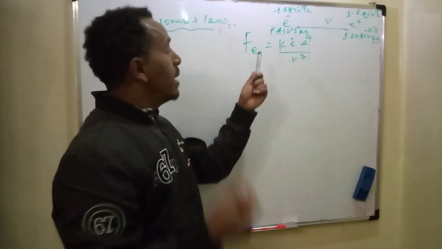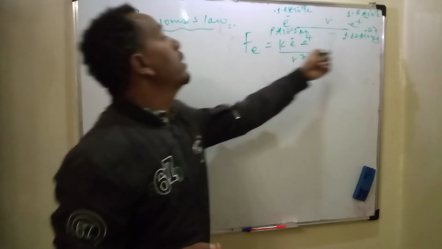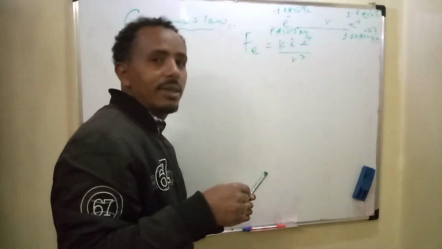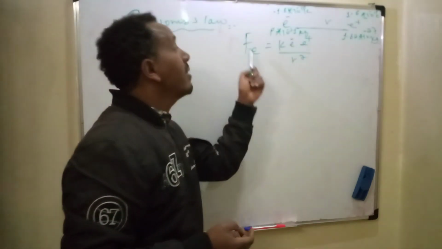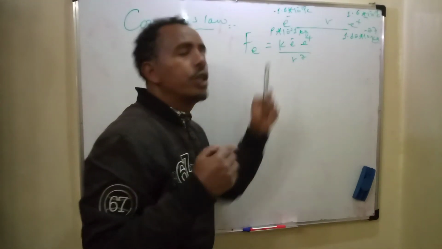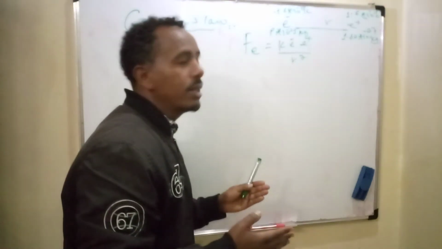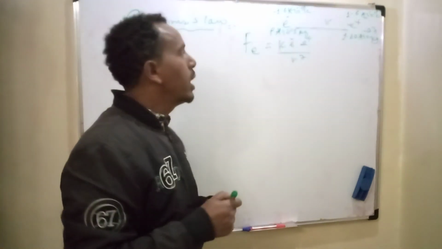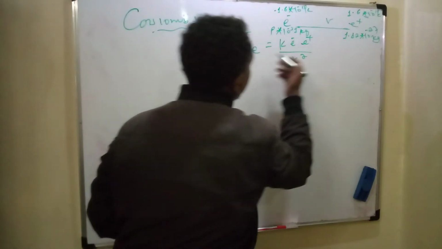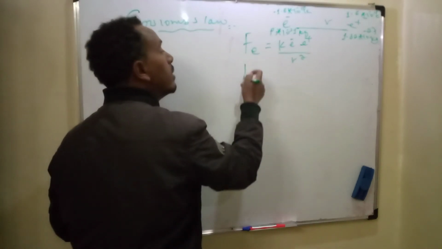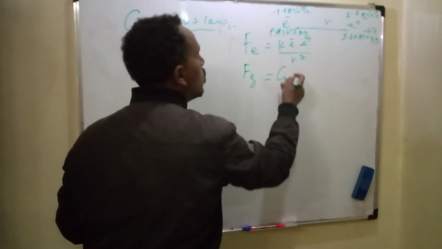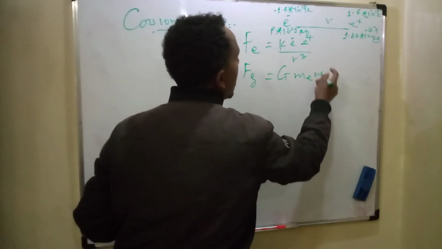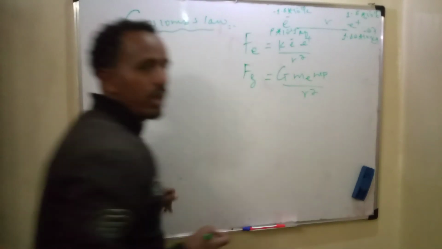Newton's gravitational force is the force formed between two point masses. It does not depend on charge. It depends on mass. Whereas electrostatic force depends on charge. If there is no charge, there is no electrostatic force. If there is no mass, there is no gravitational force. So, since the two particles have mass, there is also a gravitational force, which is equal to universal gravitational constant G times mass of electron times mass of proton over R squared.